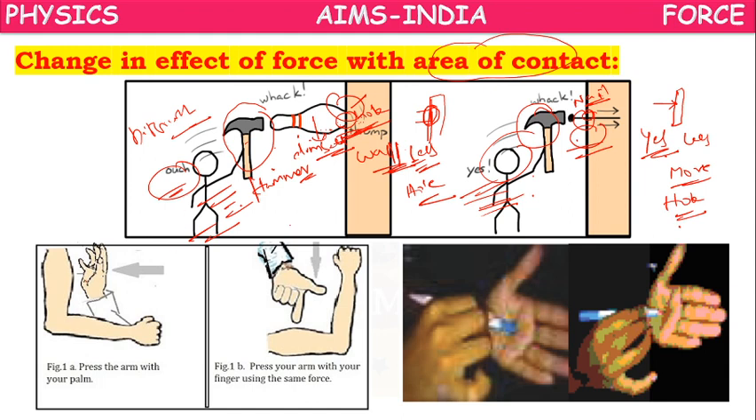Now, if you press your arm with your palm, you can experience less force. But if you press with your finger, then you can feel more force.